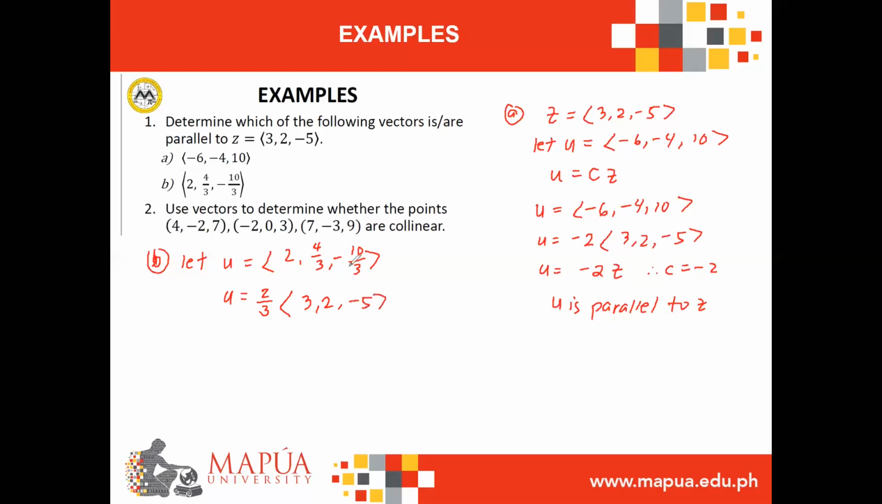You may verify it using your calculator. So you just divide 2 over 2/3, that is 3. 4/3 over 2/3 is 2. Then -10/3 over 2/3 is -5.